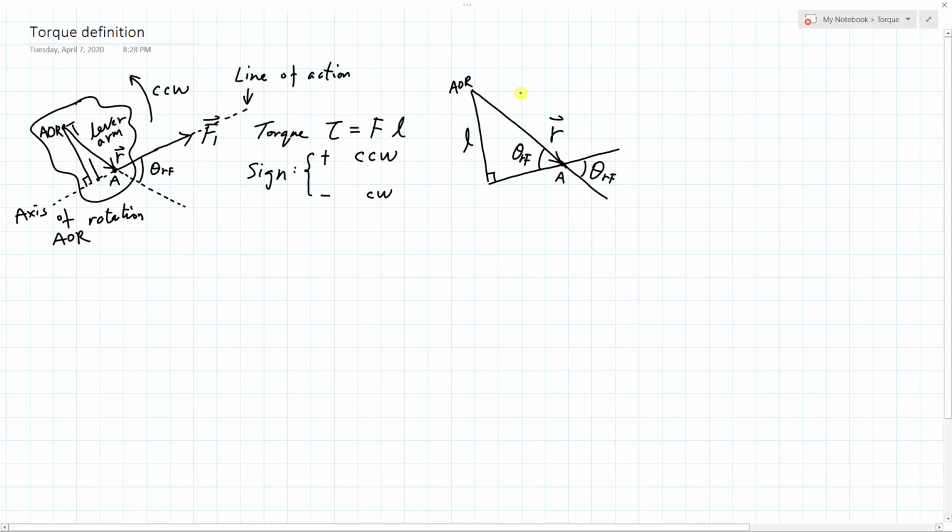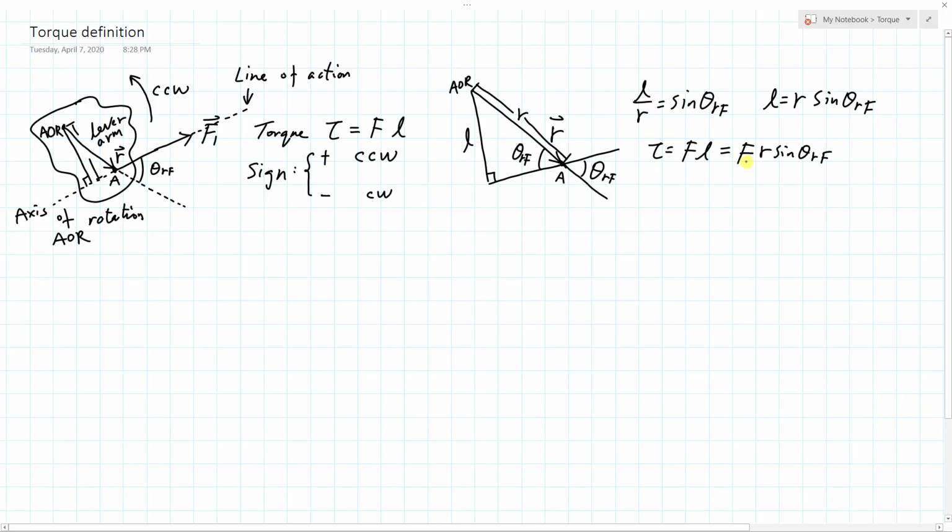So in this right angle triangle, R is the hypotenuse, right? This hypotenuse is equal to length R, the magnitude of vector R. And L is opposite this angle. So we can make a trigonometric relationship: L over R is equal to sine of the angle between R and F. So this gives us L equals R sine theta_RF. So if we say that torque is equal to F times L, using substitution, L is equal to R sine of the angle between R and F.